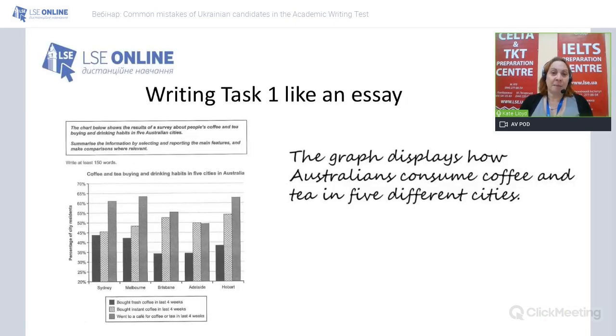The first sentence is an introductory sentence. It introduces what we can see in the graph. And it's a paraphrase of our question. So our question: the chart below shows the results of a survey about people's coffee and tea buying and drinking habits in 5 Australian cities. So I've paraphrased it. The graph displays how Australians consume coffee and tea in 5 different cities. Absolutely just a paraphrase of the question.